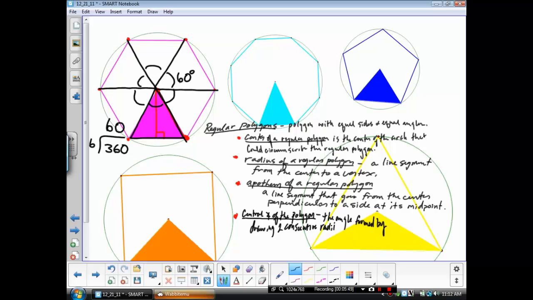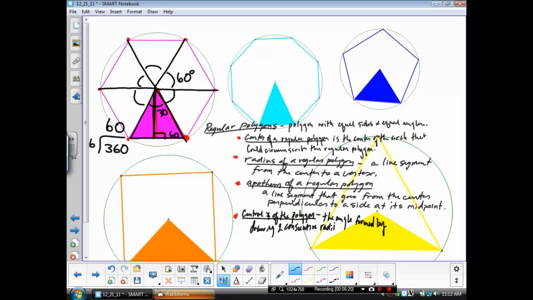So when you draw the apothem in there, you are going to be bisecting that 60-degree angle, which means you're going to be forming a 30-degree angle. So this triangle is split into two 30-60-90 triangles. That means whenever you're working with a hexagon, you're going to be working with 30-60-90 triangles.